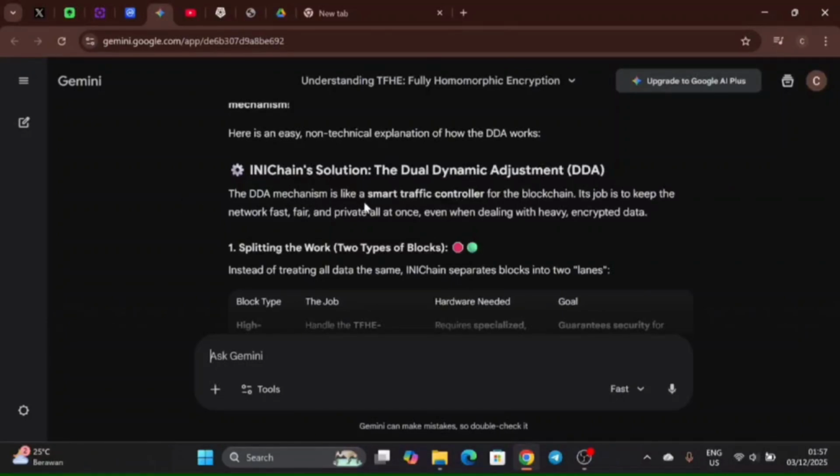The DDA mechanism is like a smart traffic controller for the blockchain. Its job is to keep the network fast, fair, and private all at once, even when dealing with heavy encrypted data.